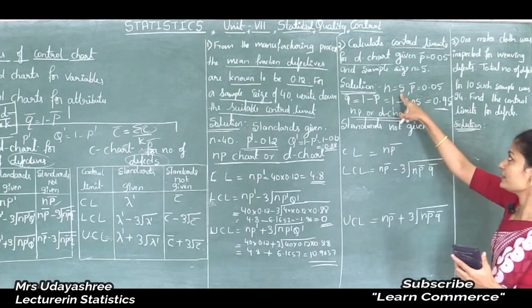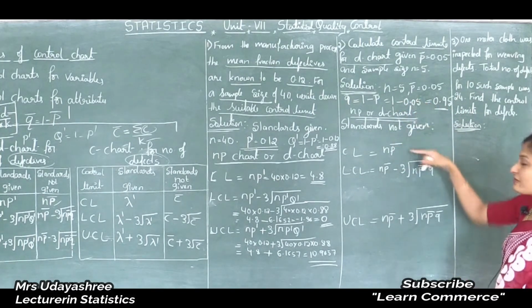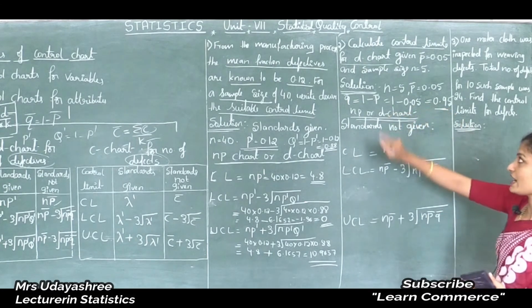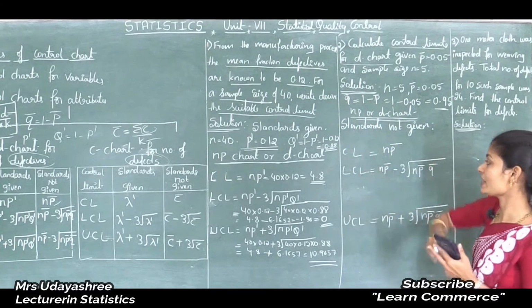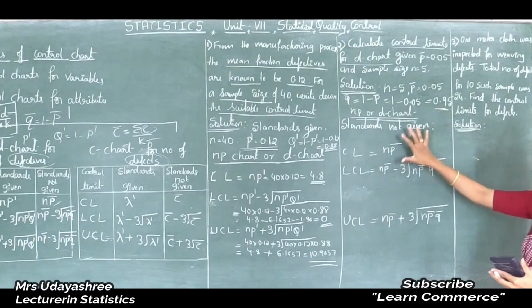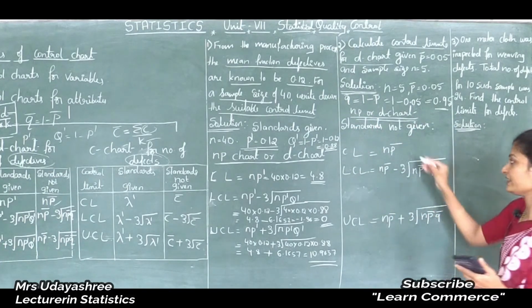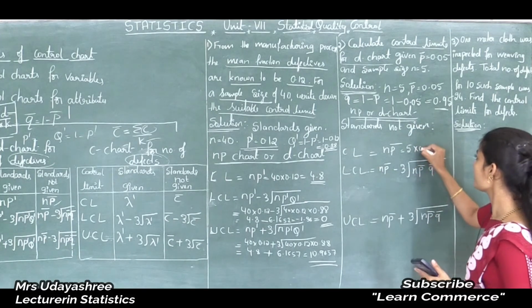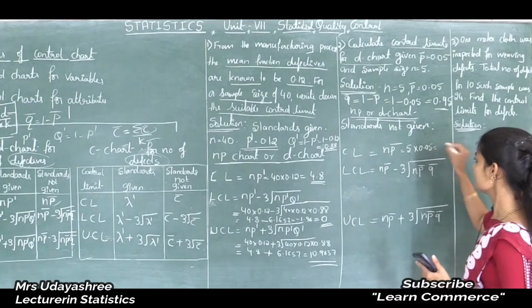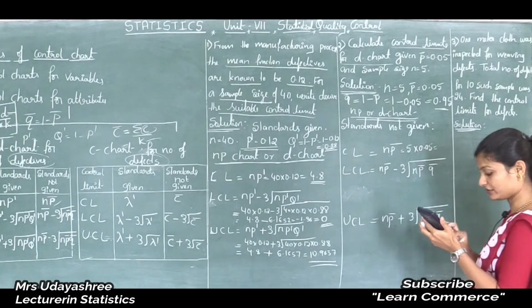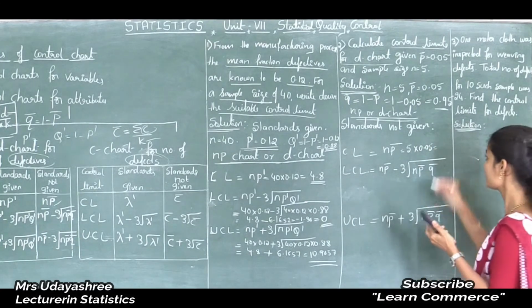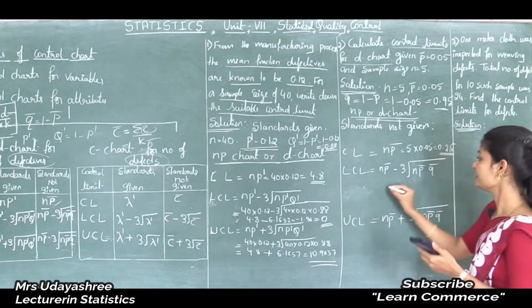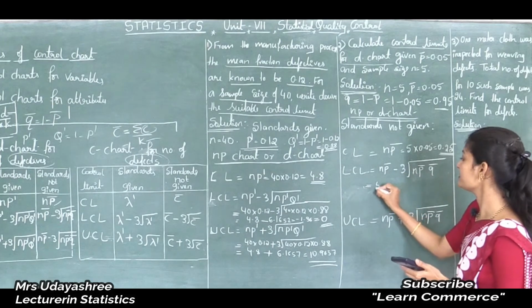See, we got the n value. So n and P bar values are given in the question, and here we got the Q bar value also. Correct, no? Therefore, I will substitute all the values into this formula. That is n into P bar. Here n is 5, P bar is 0.05. So this is equal to 5 into 0.05, that is 0.25.